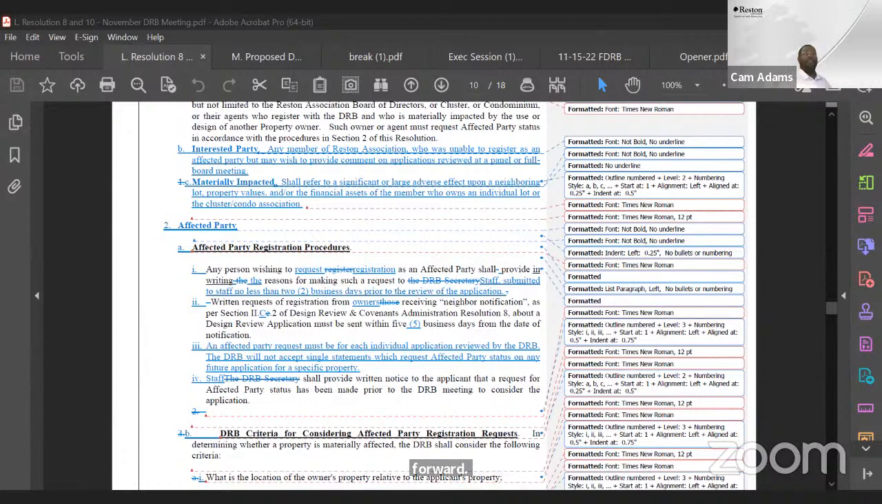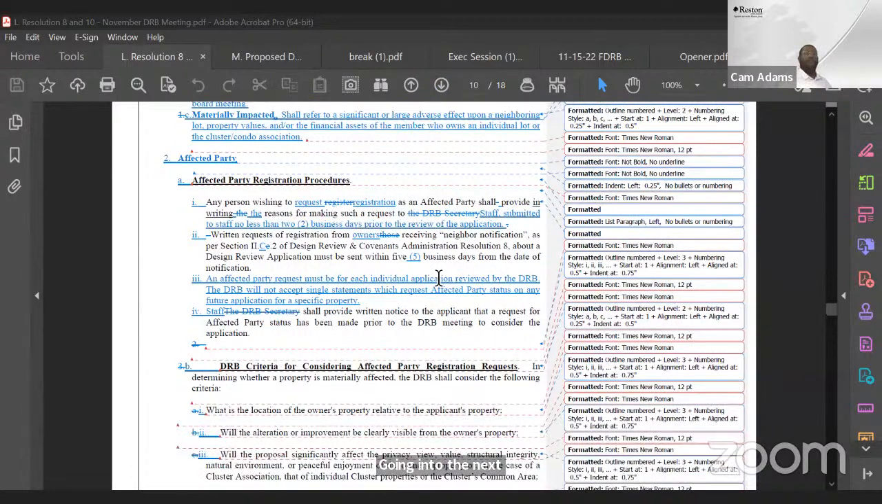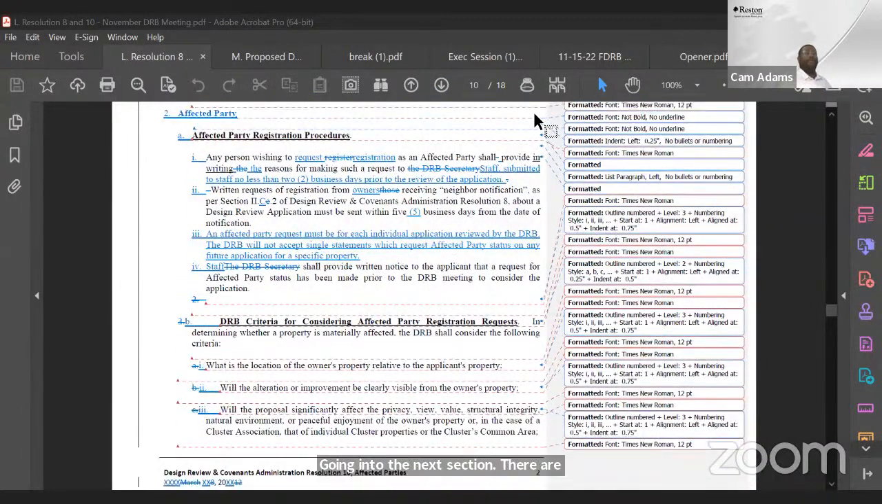Going into the next section, there are just a couple of grammatical things that we changed that we felt would be more appropriate, clarifying owner versus member for affected parties, since the deed defines an affected party as an owner, not a member, and that difference is typically misunderstood. You can be an RA member and not be an RA owner, so we want to make sure we clarify that part.